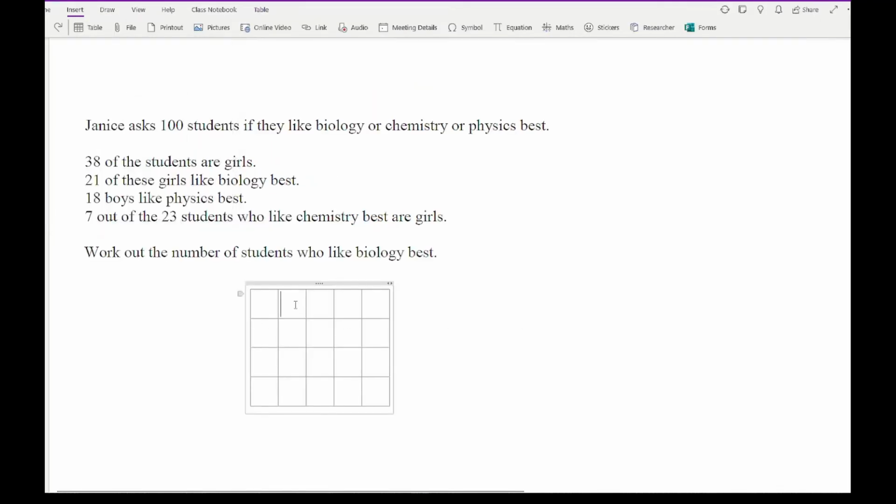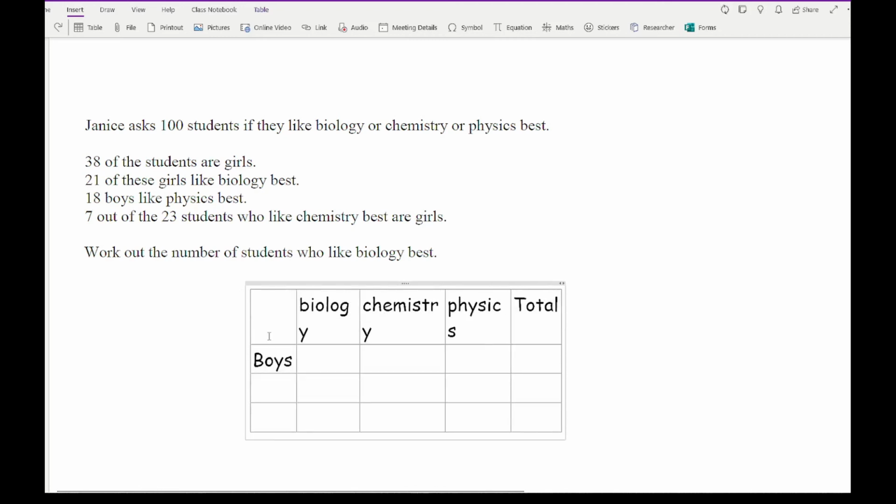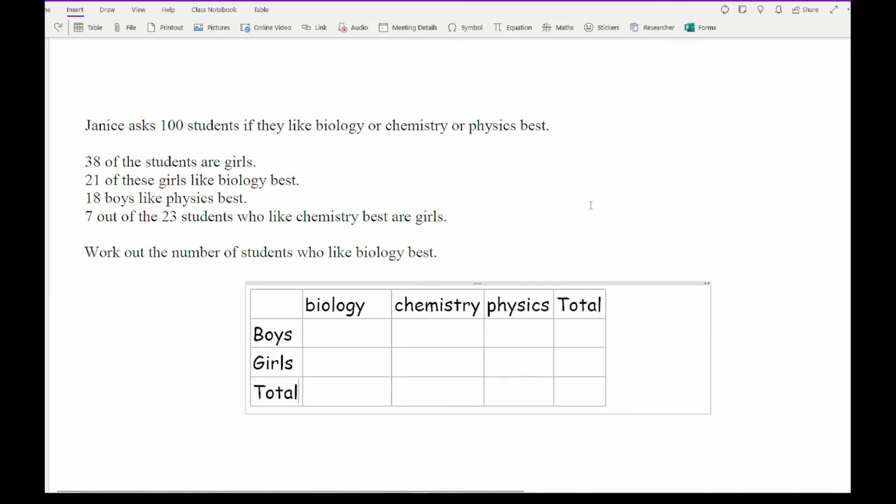So let's complete this table. Here we've got biology, chemistry, physics, and the total. I don't have to write down the subjects in full; you could just abbreviate them with the first letters, but we'll go the whole hog. Now we've got boys, girls, and the total. Let me just stretch these out so it all makes perfect sense. So there is our table, and what we're going to do now is fill in the numbers.